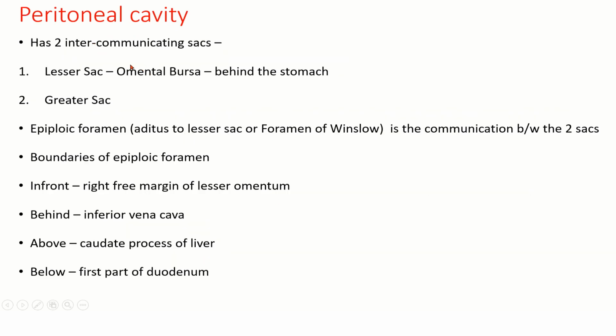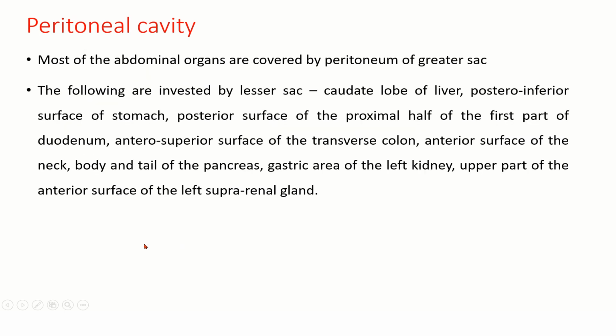Now, the peritoneal cavity has two intercommunicating sacs: the lesser sac or the omental bursa, which is behind the stomach, and the greater sac. Both communicate through the epiploic foramen, otherwise called the aditus to the lesser sac, or foramen of Winslow. So it is a communication between the two sacs. The boundaries of the epiploic foramen are like this. In front is the right free margin of the lesser omentum, behind is the inferior vena cava, above is the caudate process of the liver, and below is the first part of the duodenum.